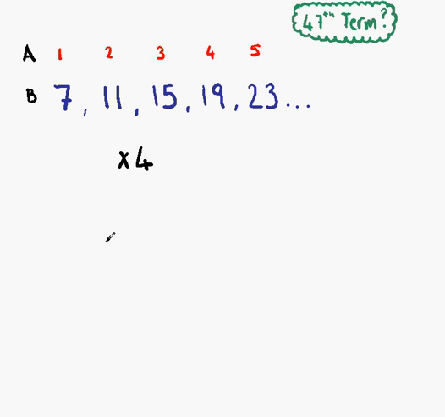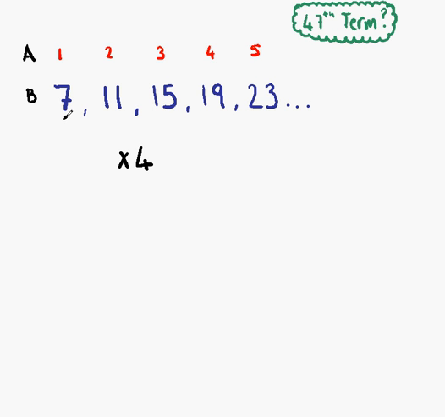Is it as simple as that? Have we got the 4 times table? Well, let's check. 4 times 1 gives us 4, but we have 7. 4 times 2 gives us 8, but we have 11. 4 times 3 gives us 12, but we have 15. So what is it that's going on here? Well, thinking again, 4 times 1 is 4. How do we get to 7? 4 add 3 gives us 7.